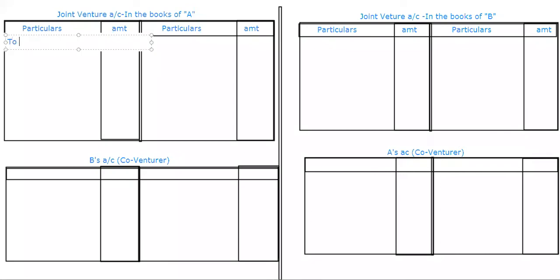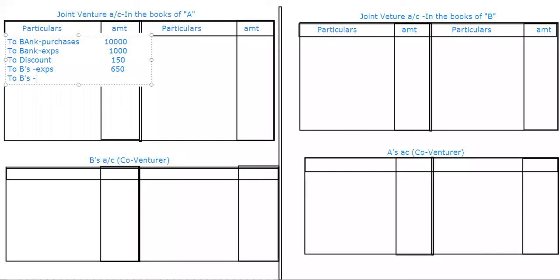Now first one, we are going to write to bank purchases, which was 10,000, right? Then to bank expenses, which was 1,000. Then to discount, no, we have transferred discount only, na? So how much did we transfer as discount in the name of A? 150. Then to B's expenses, how much? 650. Then to B's commission. So how much was the commission we got? 800, no? Anything else, ma'am? Debit side, just check it up.